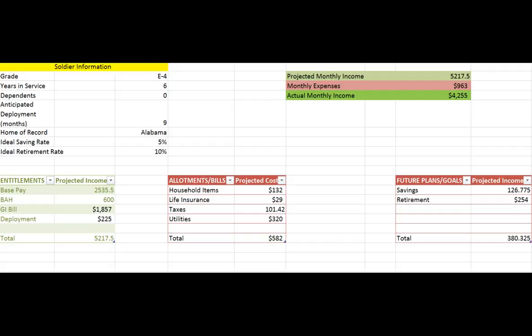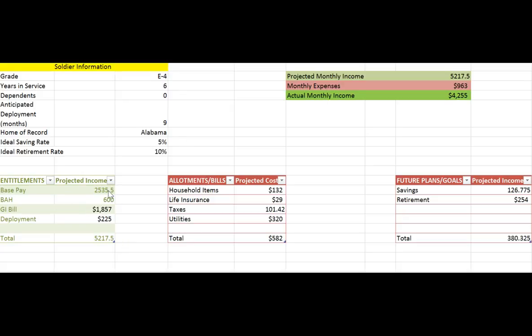As you can see in the top left-hand corner, we have our soldiers' information. They put in the grade, years in service, if they have dependents or not, their anticipated deployment time, their home of record, and the ideal saving rate, which can be ideally 10%, but for right now we'll put it at 5%, and the ideal retirement rate, which is ideally 10%, but it can be whatever the soldier wants. And so that's all the soldier input, and from the soldier input you get these resulting values down here.